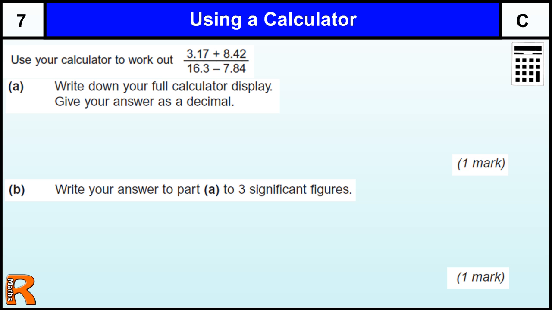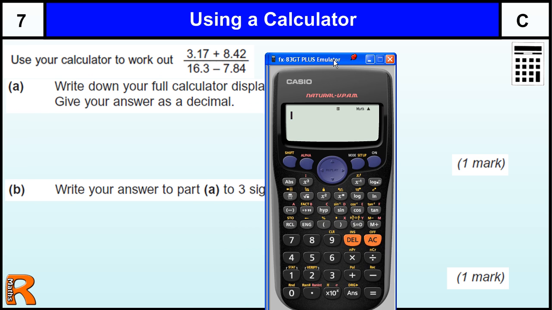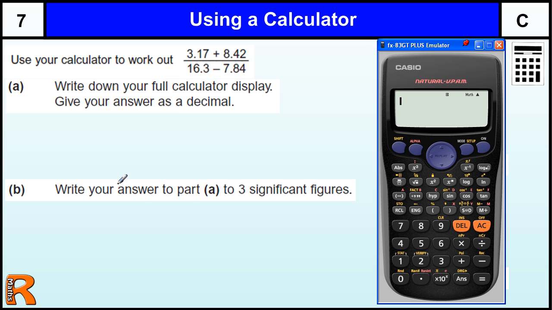Okay, here we have a using a calculator question, clearly because it says use your calculator. Just 1 mark for each part, and then there's a significant figure question at the end there. So how do we type this in? Well, we've got to try and think ahead.